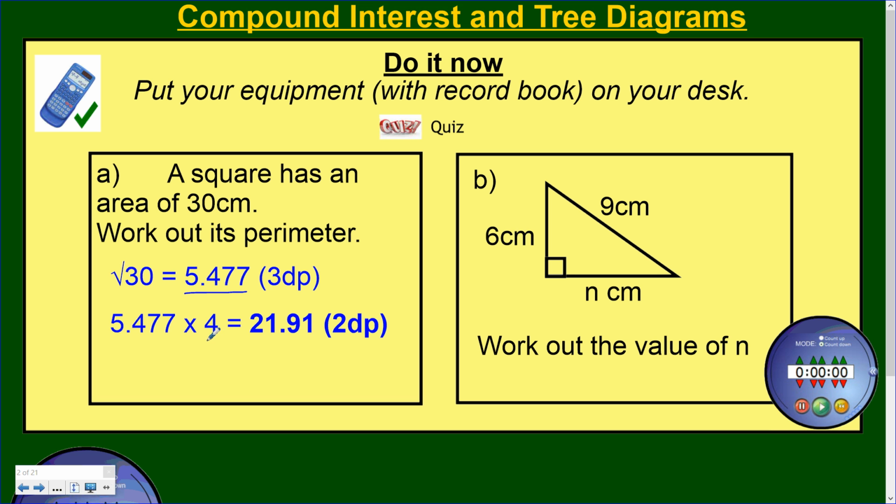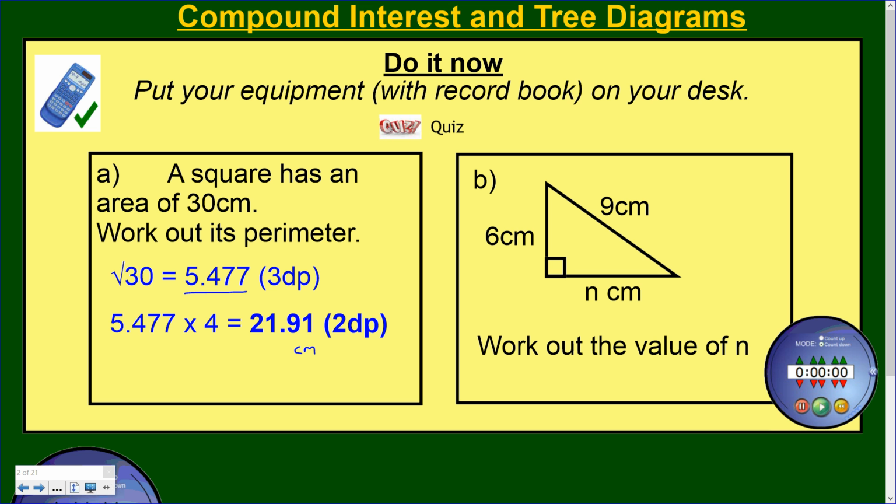For the perimeter, there are 4 lots of those, so we do 5.477 multiplied by 4, which gives you 21.91, and we should put that as 21.91 centimeters, making sure that we include the unit. So that is your answer to question A.